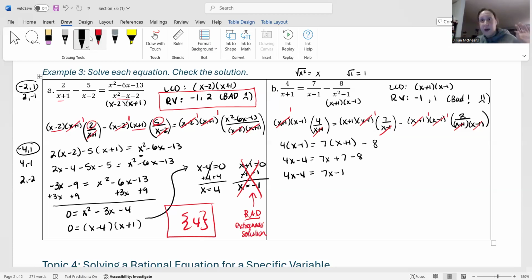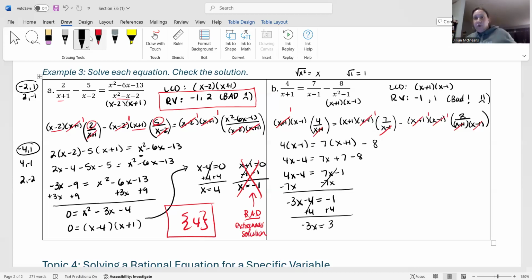I want to get all of my x's to the left, my constants to the right. So I'm going to move 7x by subtracting it. Well, 4x minus 7x is negative 3x. And then I get minus 4 equals, on the right, 7x minus 7x is 0. 0 minus 1 is negative 1. Now I want to get my negative 3x alone, so I want to move the negative 4. I move the 4 by adding it. Negative 4 plus 4 is 0, negative 3x plus 0 is just negative 3x. Negative 1 plus 4 is 3.